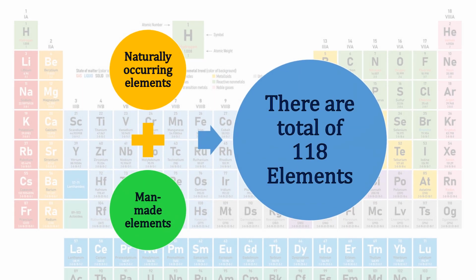Let's start with learning the building blocks of chemistry, that is the elements. So far there are a total of 118 elements. Out of that, naturally occurring elements are 90 to 94. The rest are man-made elements.